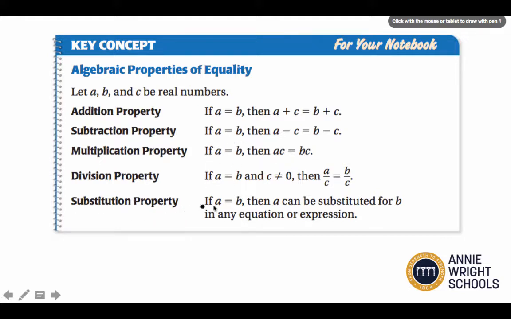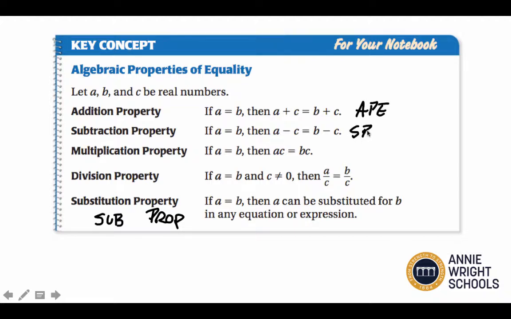The substitution property is really important. It says if you know two things are equal, then A can be substituted for B in any equation or expression, or vice versa. I'm going to call this the substitution property. I'm going to call this the APE, addition property of equality, subtraction property of equality, multiplication property of equality, division property of equality. I will give you a lot of leeway when you use these if you use MPE or DPE, because those can be the same.